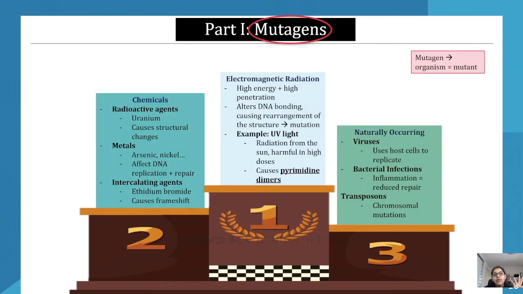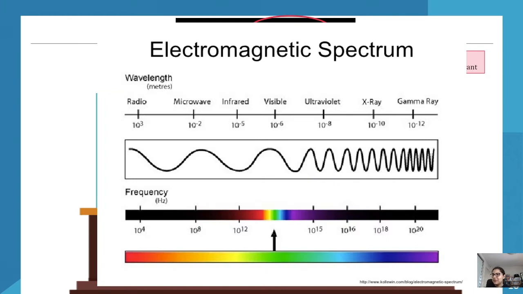An example of an electromagnetic radiation mutagen is UV light. Radiation from the sun can be super harmful in high doses, and as a result it can cause pyrimidine dimers. That is when you would have the bases sort of, and actually there's an image here. I was trying to explain it with my hand, but I'm pretty sure I've got an image here for us.